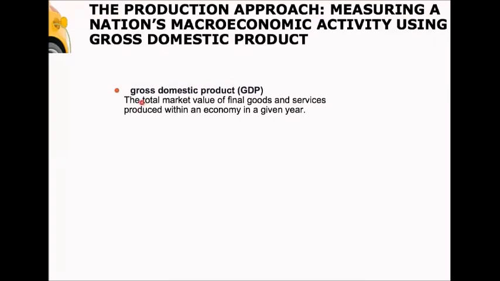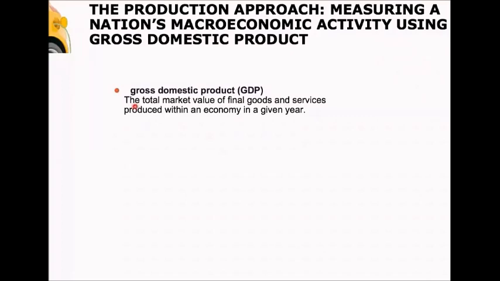We look at the total market value because this allows us to add up different goods and services by looking at their dollar value. We look at only final goods and services to avoid double counting of intermediate goods. If we counted a tire when it was purchased to put on a new car, then also counted it when it was purchased as part of the car, we would count that tire twice. So instead, we only count final goods and services. In that example, we would only count the tire when it was part of the purchase of the car.